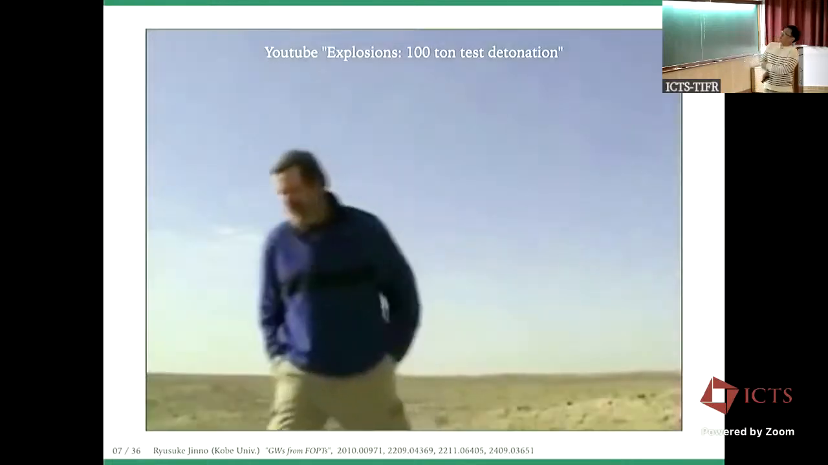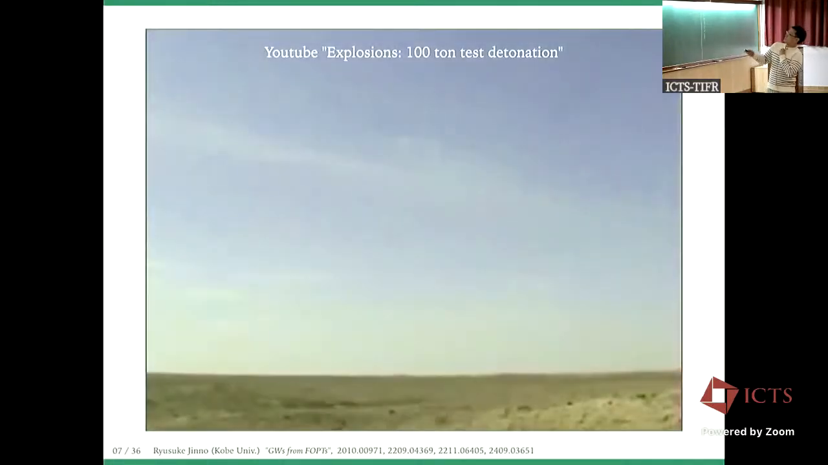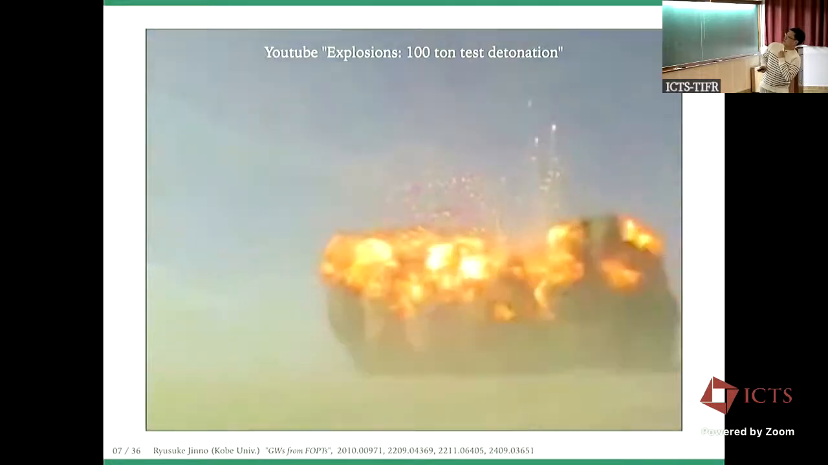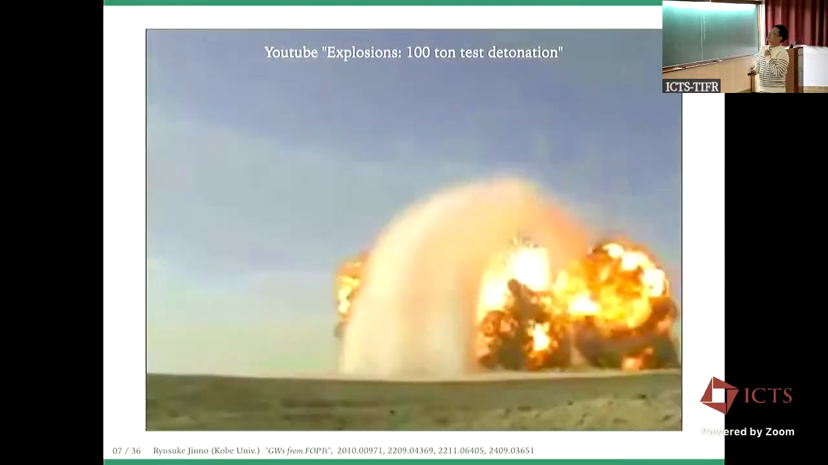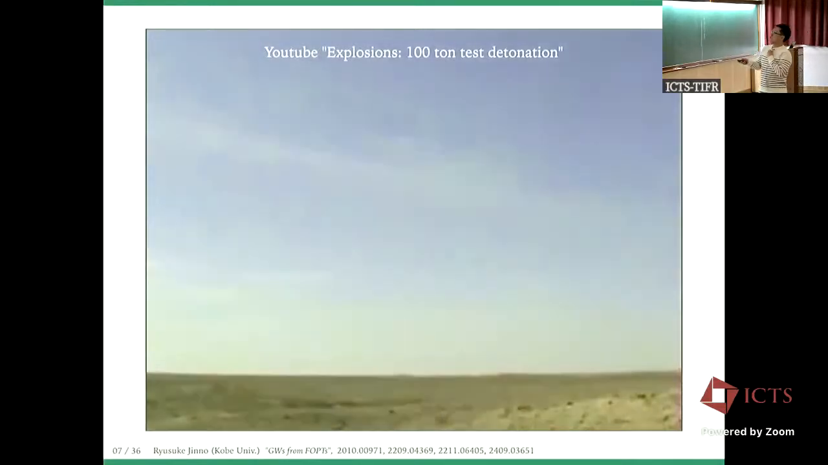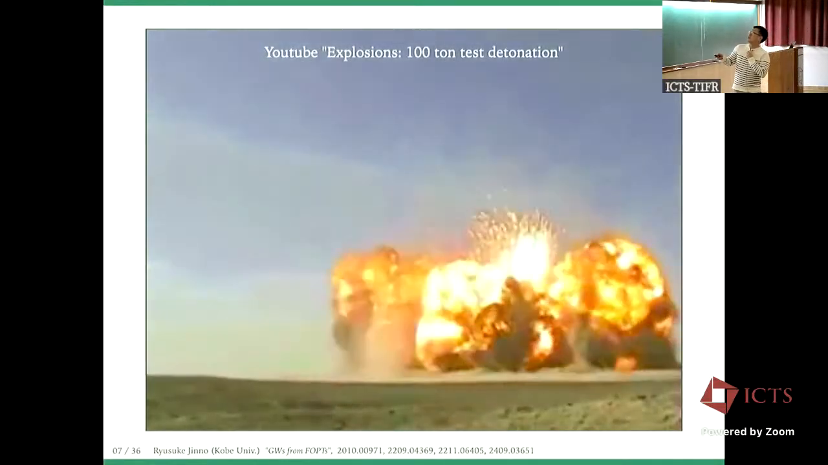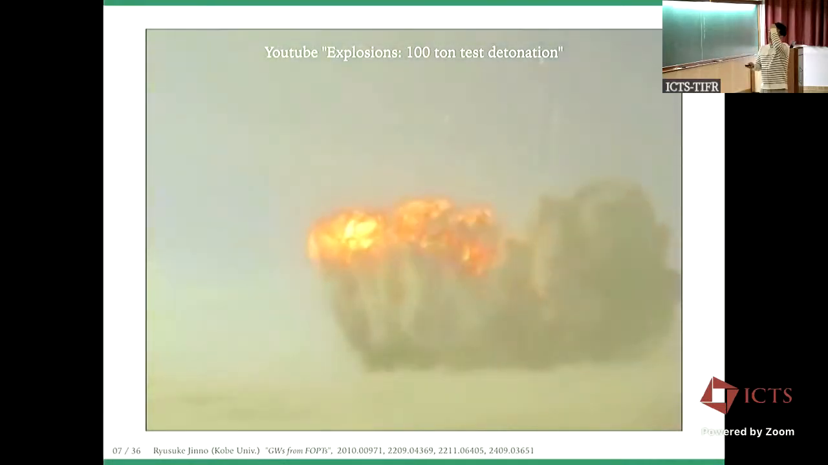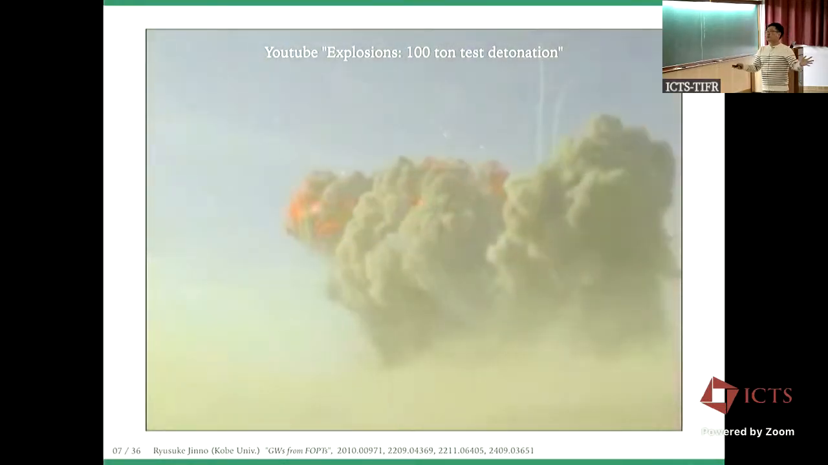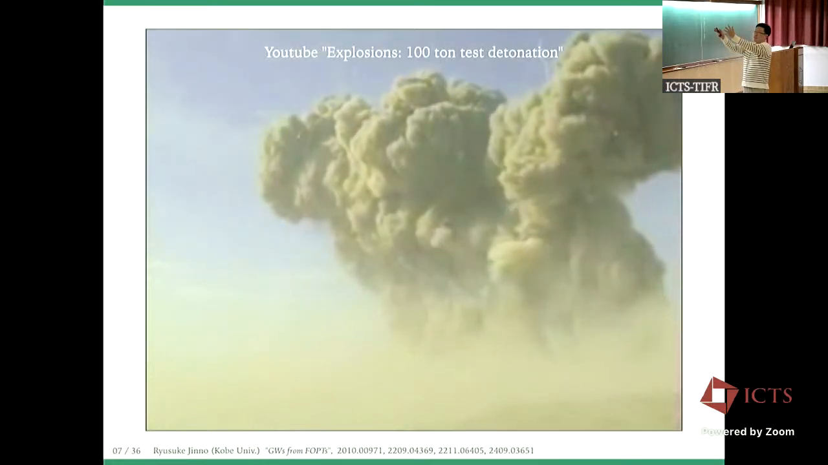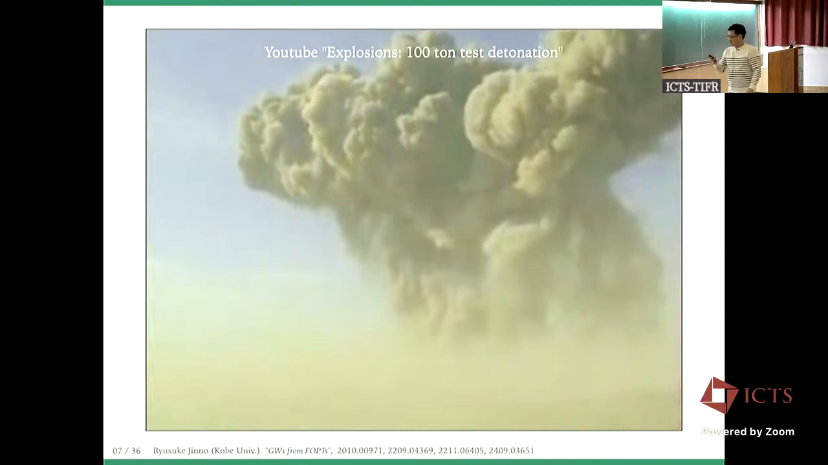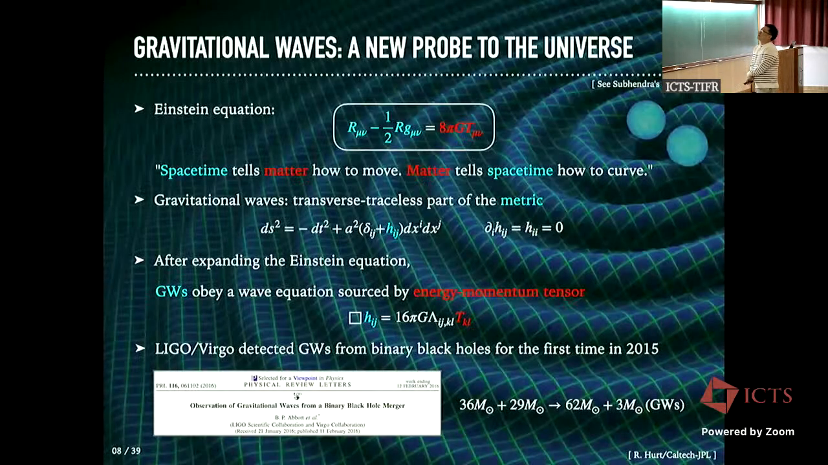And this is an animation, and this is a movie from YouTube for a 100-ton detonation or something. I think you can clearly see the formation of shock waves like this. So if a first order phase transition occurs in the early universe, each bubble is like this kind of explosion. And we might observe gravitational waves from this process.